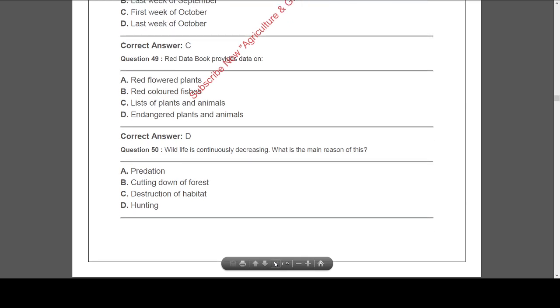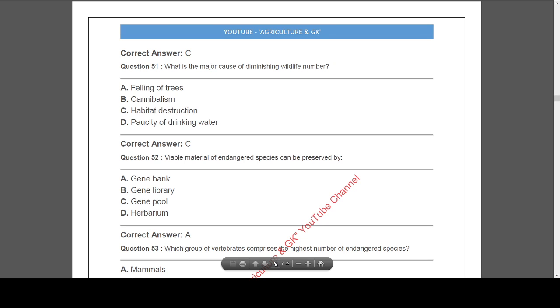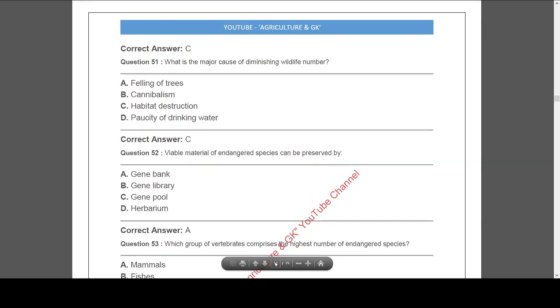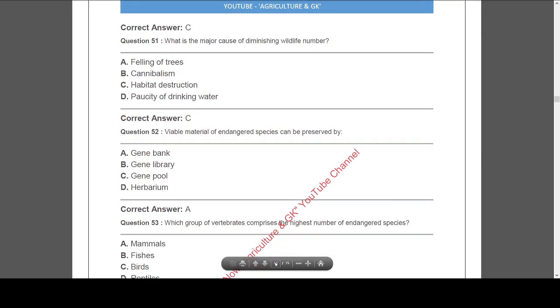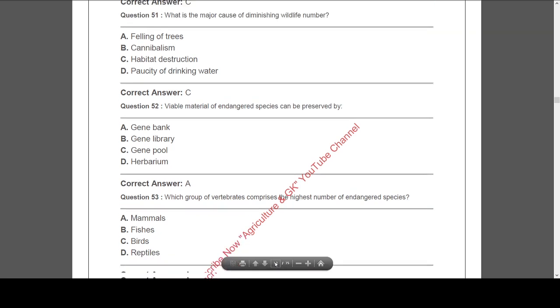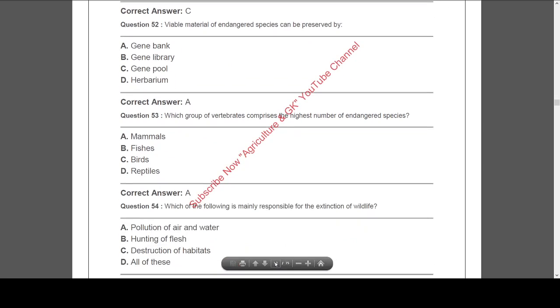Wildlife is continuously decreasing. What is the main reason for this? It is option C, destruction of habitat. What is the major cause of diminishing wildlife number? It is habitat destruction. Viable material of endangered species can be preserved by gene bank. Option A. Which group of vertebrates comprises the highest number of endangered species? It is option A, mammals.